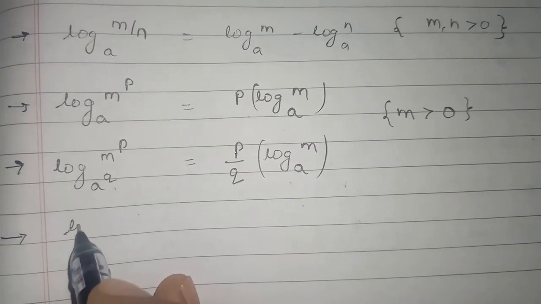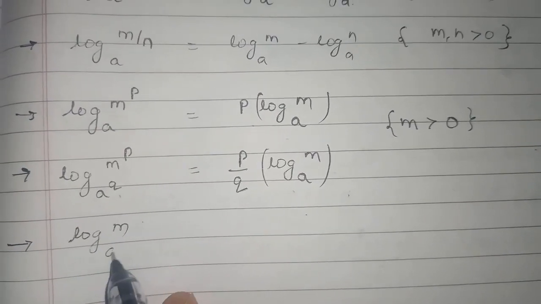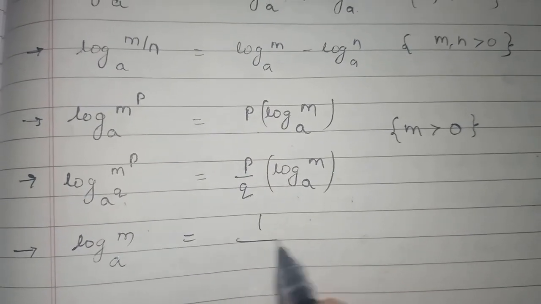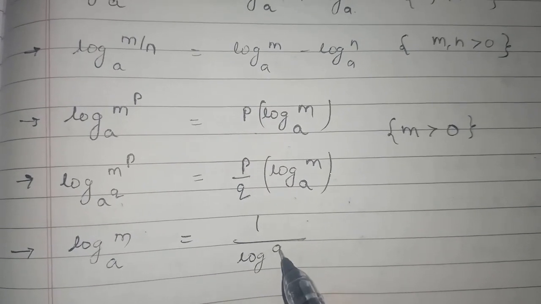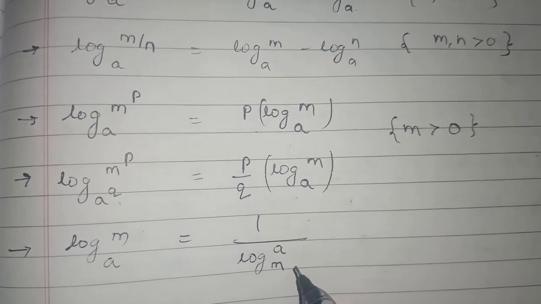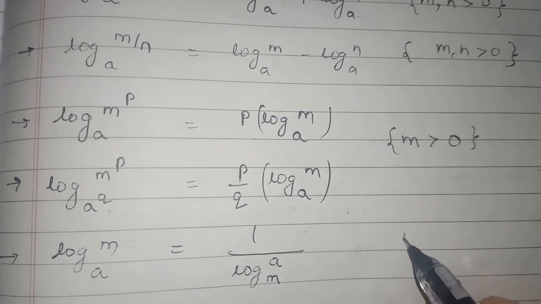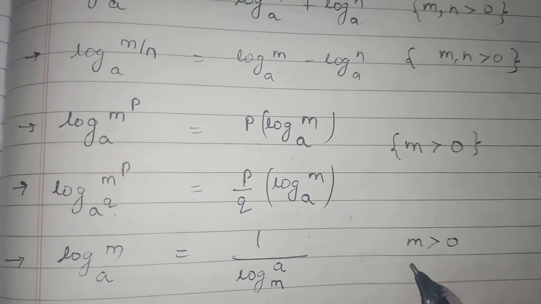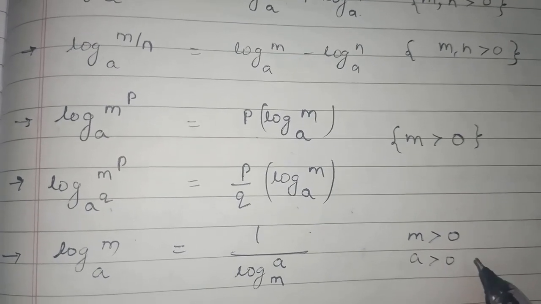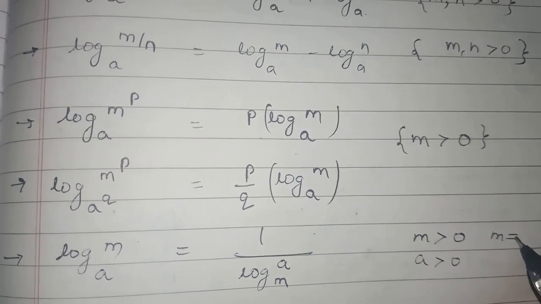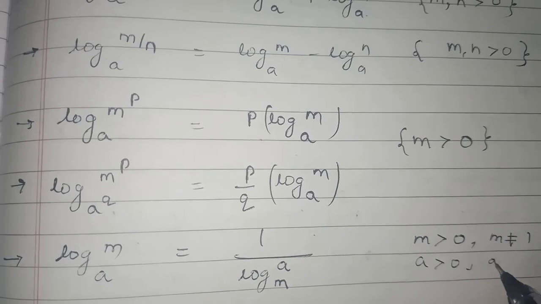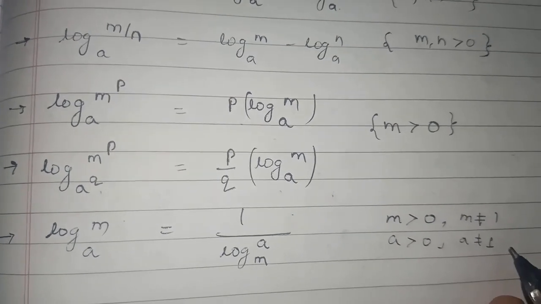Next is log m to the base a is equal to 1 by log a to the base m. Here m must be greater than 0 and a must be greater than 0, and m is not equal to 1 and a is also not equal to 1. Hope you understand. You must note down all these formulas or properties.